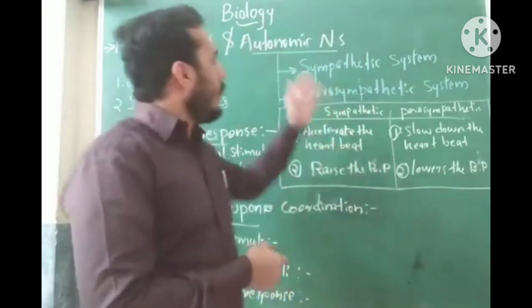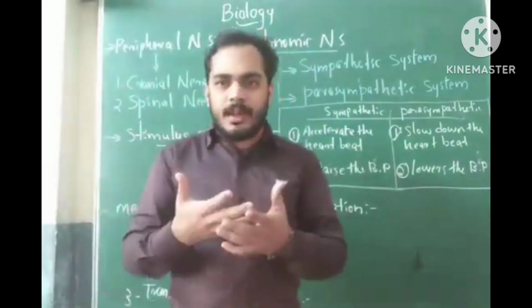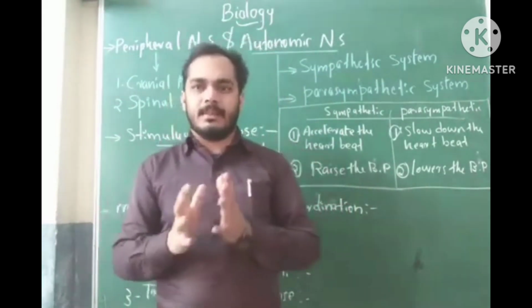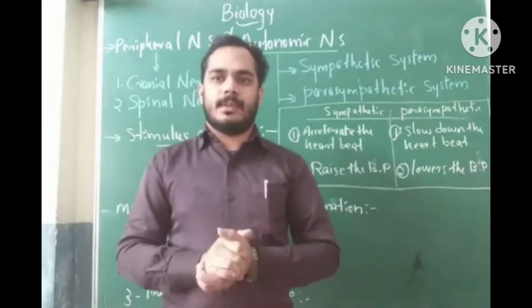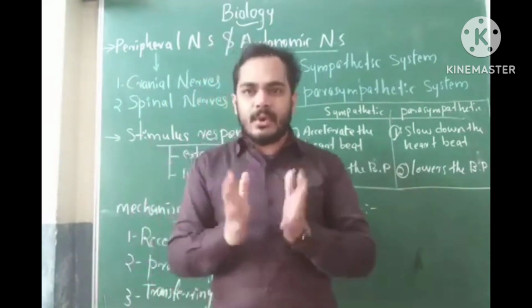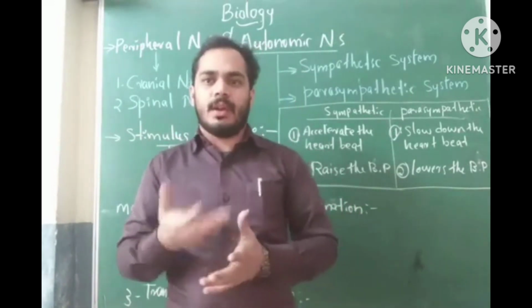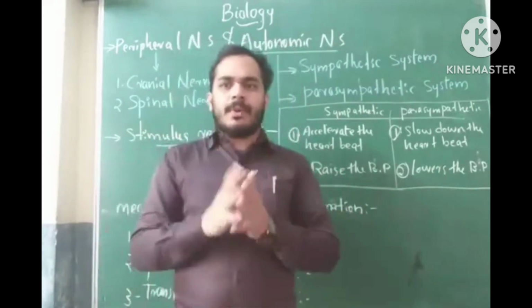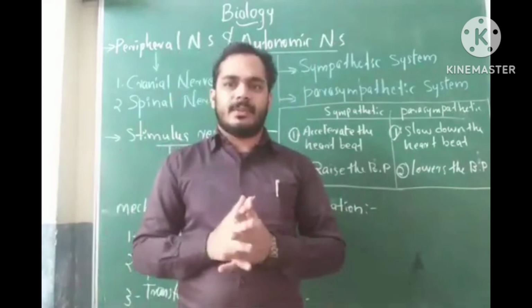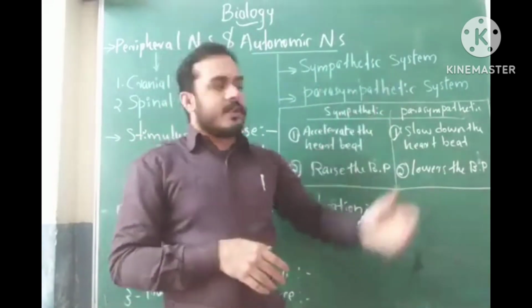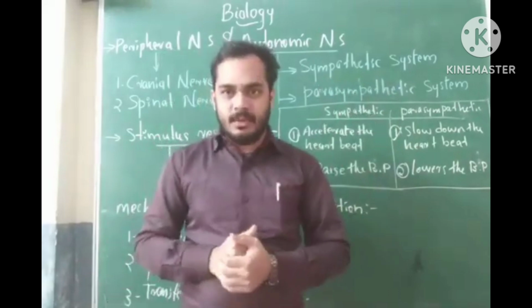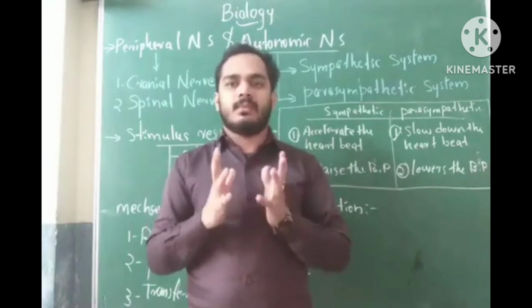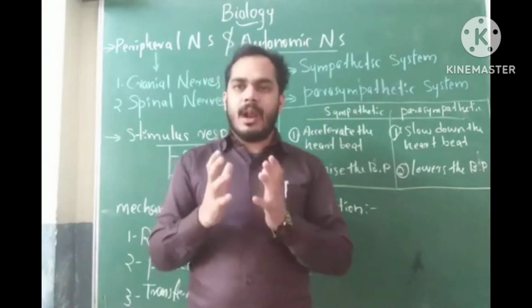And the next one, the autonomic nervous system. It consists of ganglia and fibers. Ganglia means a mass of neurons. It controls the involuntary actions of the human body. The autonomic nervous system has mainly two systems: the sympathetic system and the parasympathetic system. These work in opposition to each other, meaning they oppose each other's actions.